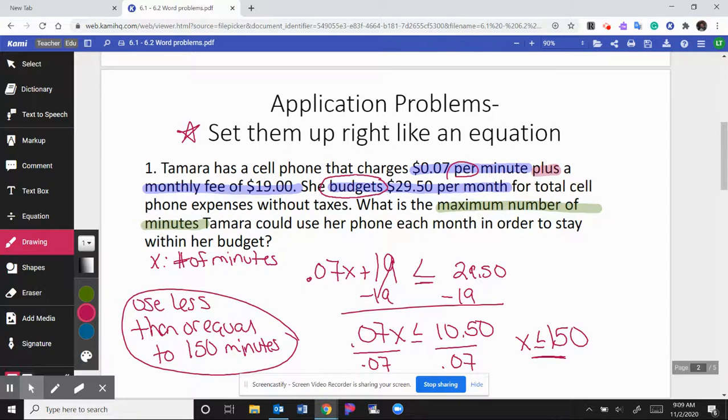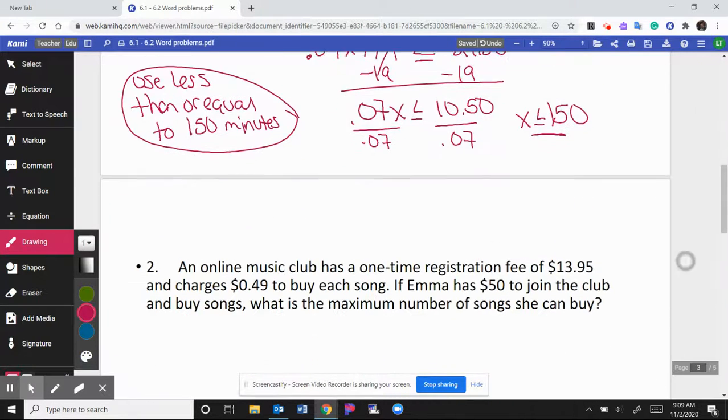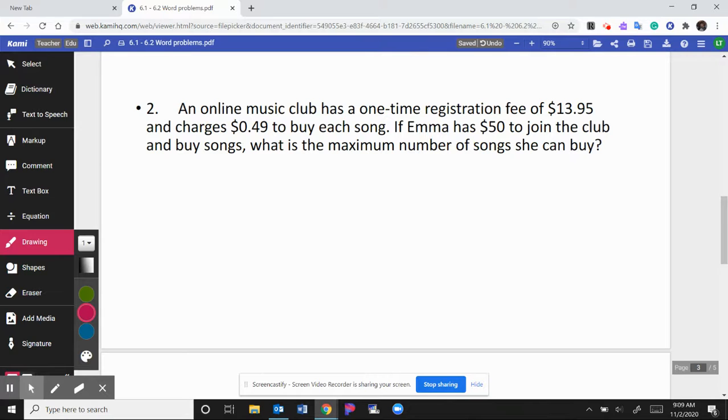All right, guys, moving on to the next one here. An online music club has a one-time registration fee of $13.95, and charges 49 cents to buy each song. If Emma has $50 to join the club and buy songs, what is the maximum number of songs she can buy? So again, pause the video, highlight your key information, define your variable, and see if you can set up an inequality. Go ahead.